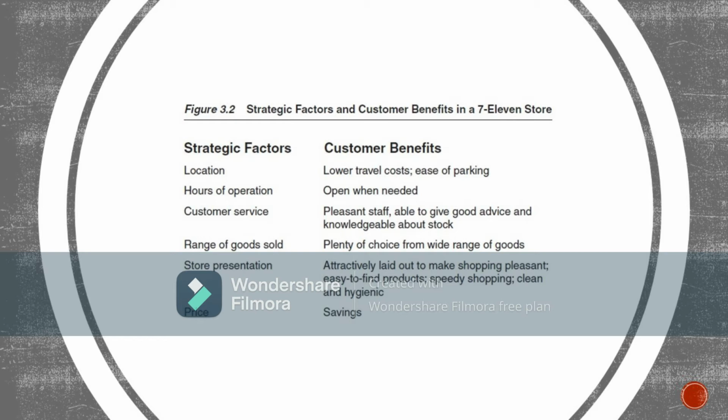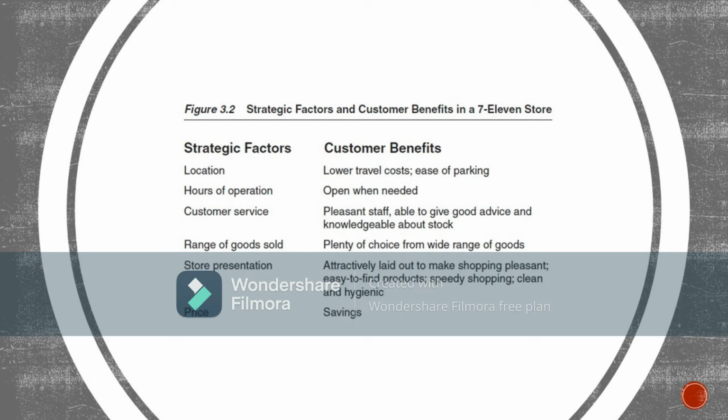The strategic factors emerge when we picture a potential customer driving down the street and making the decision to stop at a convenience store. He or she weighs up the customer benefits listed in Figure 3.2 that each strategic factor delivers. A set of strategic factors, such as those in Figure 3.2, could also be developed for other key stakeholders of a 7-Eleven convenience store, such as owners, suppliers, and employees.